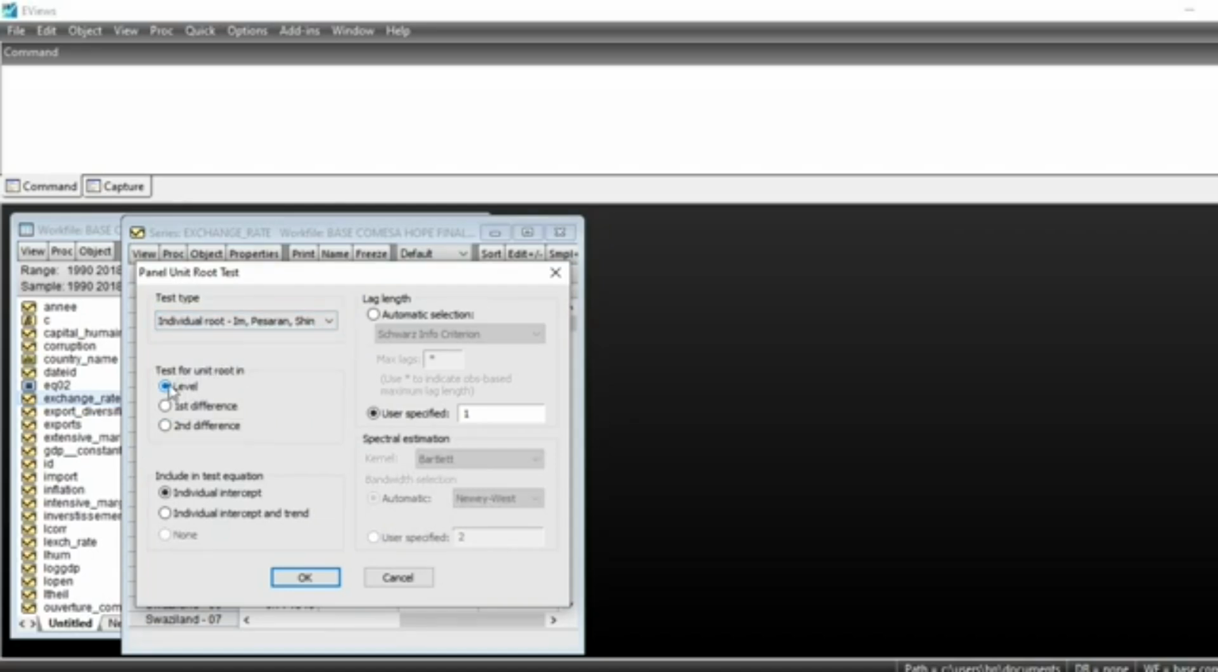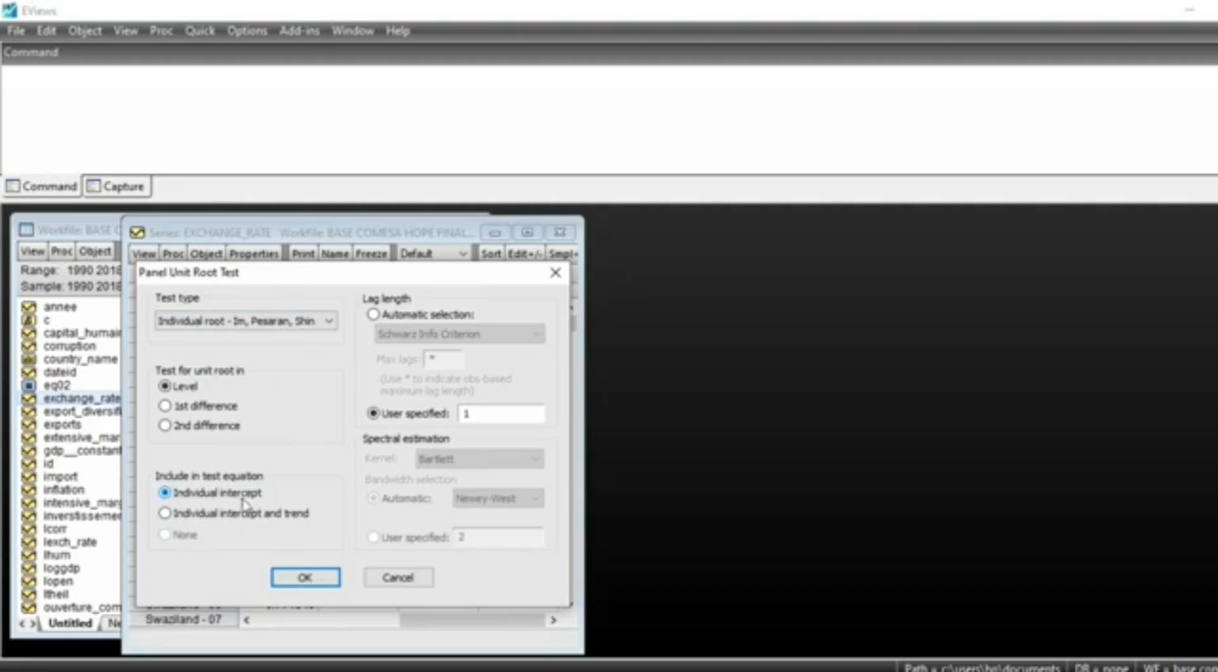By default, the test for unit root is at level. We have also first difference and second difference tests, but we'll keep first difference. First difference, for example, is used when the series is not stationary at level, and we search for stationarity and we run first difference. So if the first difference test leads to the conclusion that the series is not stationary at first difference, we can run the second difference test. So for now, we will keep first difference test, and we have to include in our equation individual intercept and trend for the test.